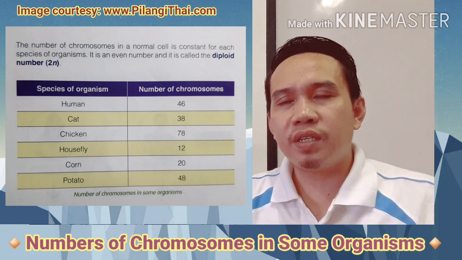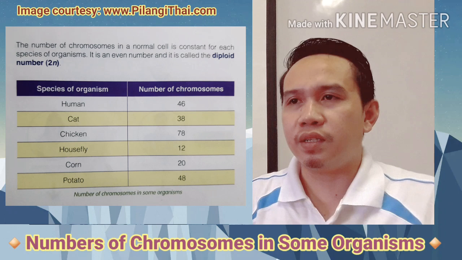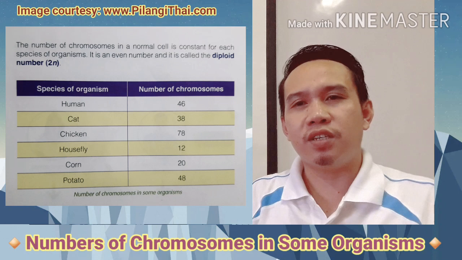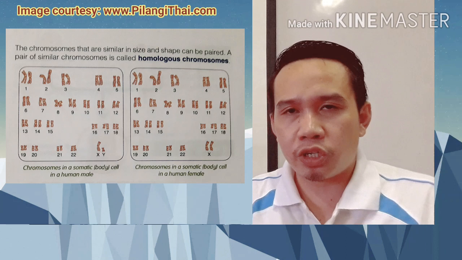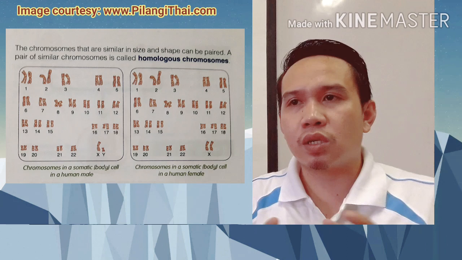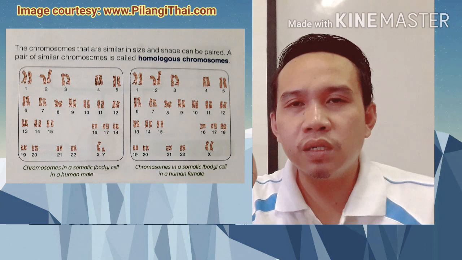Those are the number of chromosomes in some organisms, written according to their field of study in genetics. What about the chromosomes that are similar in size and shape that can be paired? A pair of similar chromosomes is called homologous chromosomes. Homo means the same.